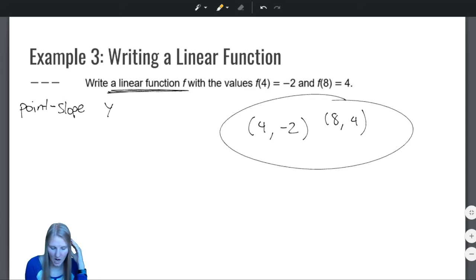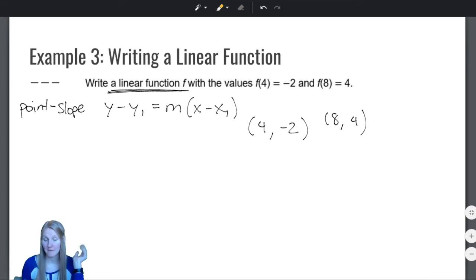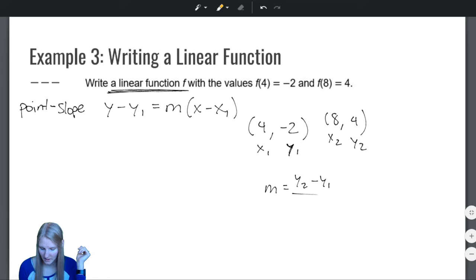Point-slope form: y minus y1 equals m times x minus x1. All right, first thing we should do is find m. So we have x1, y1, x2, y2. And m is equal to y2 minus y1 over x2 minus x1. So y2 is 4 minus y1 is -2, over x2 is 8 minus x1 is 4.